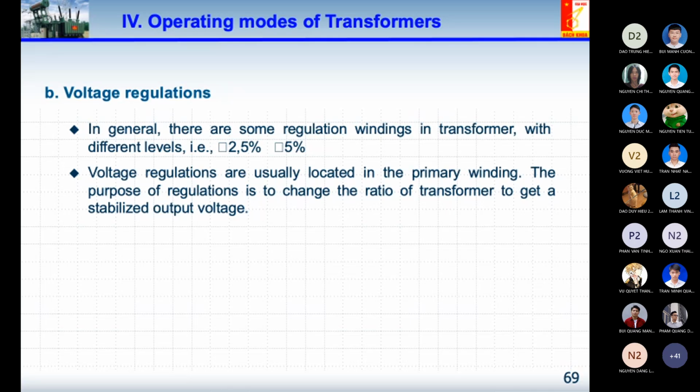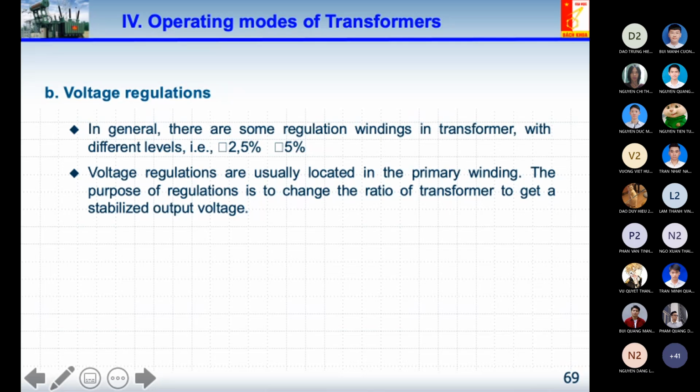Okay, and in general, there are some regulation windings in the transformer with different levels. And of course you can see the voltage regulation. Voltage regulation means that we have to change the voltage level of the winding. We have different levels like this, and you can see here there's something wrong: it is a plus and minus. I think because of the font in the PowerPoint, you cannot see exactly the sign.